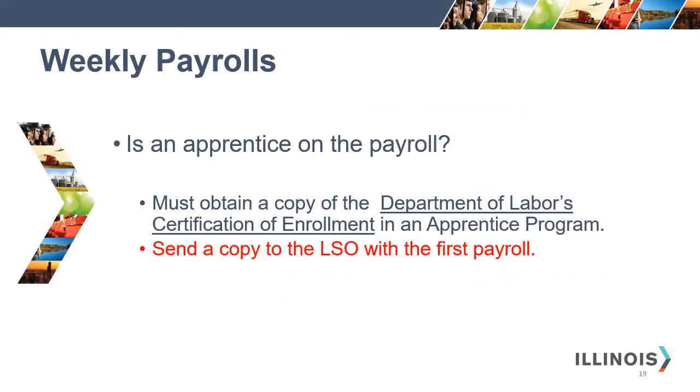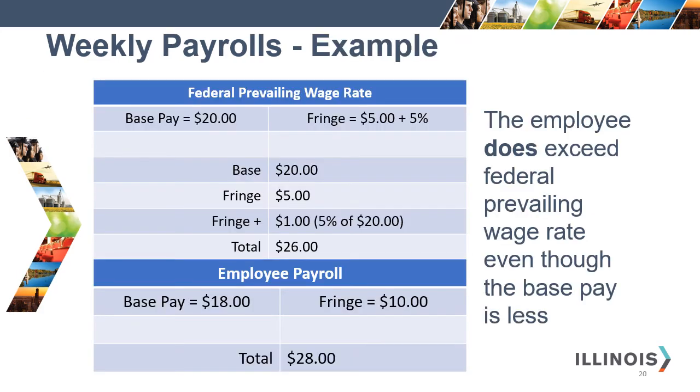If you have an apprentice on the payroll, you must obtain a copy of the Department of Labor's certification of enrollment in an apprentice program. You must then send a copy to the Labor Standards Officer with the first payroll. This is an example of a weekly payroll. The employee does exceed the federal prevailing wage rate, even though the base pay is less.